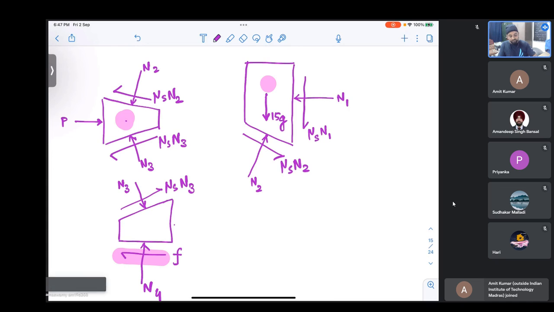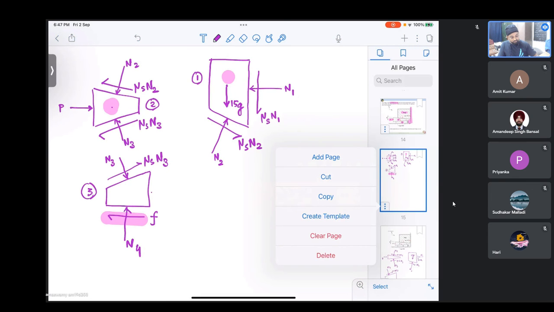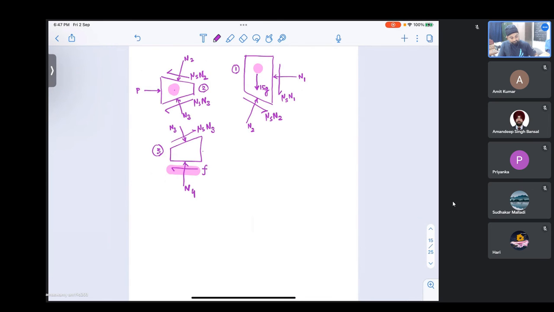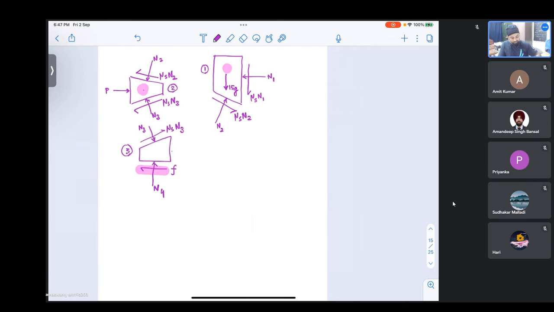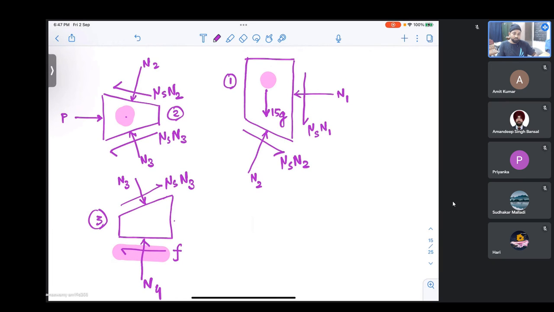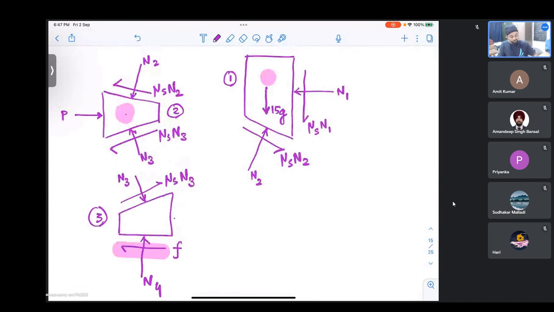Rest is straightforward. We have free body 1, free body 2, free body 3. Now I can simply sum up the force equilibrium for body 1, body 2 and body 3. That will give me some relations. So force equilibrium for body 1, if I write.